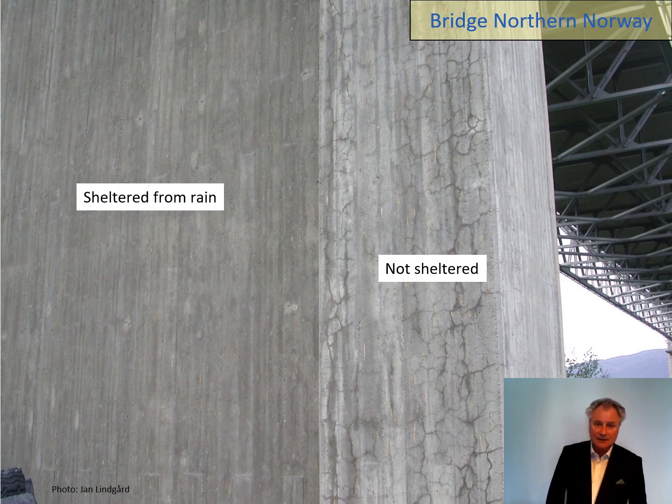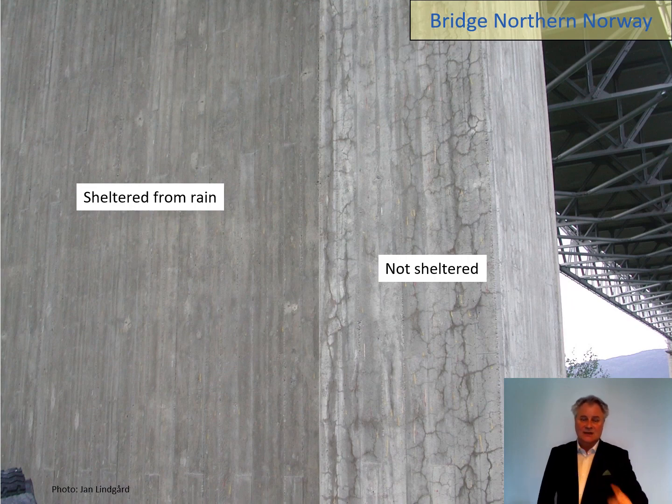Another picture here also showing that when we have a bridge with some columns, the part of the columns which is sheltered from rain, nothing happened, but in the part where it's not sheltered, you see that you're starting to get some map cracking. So it's very important to realize the difference. If you have dry conditions, then it will not happen, but if you have some rain, enough humid conditions, then map cracking can start to occur.